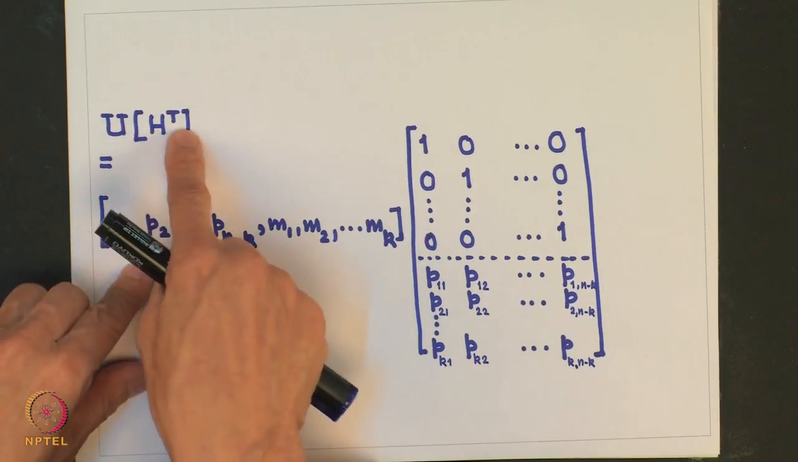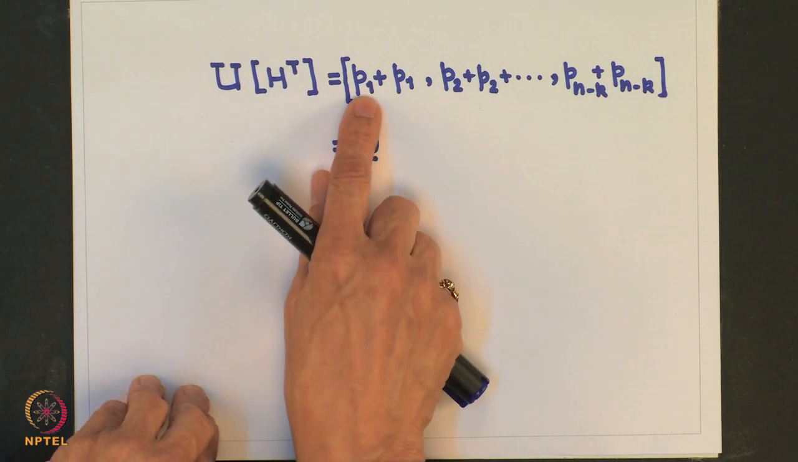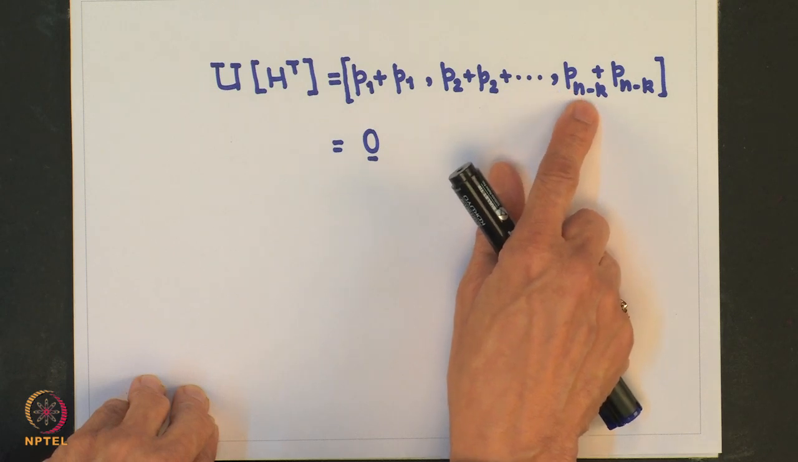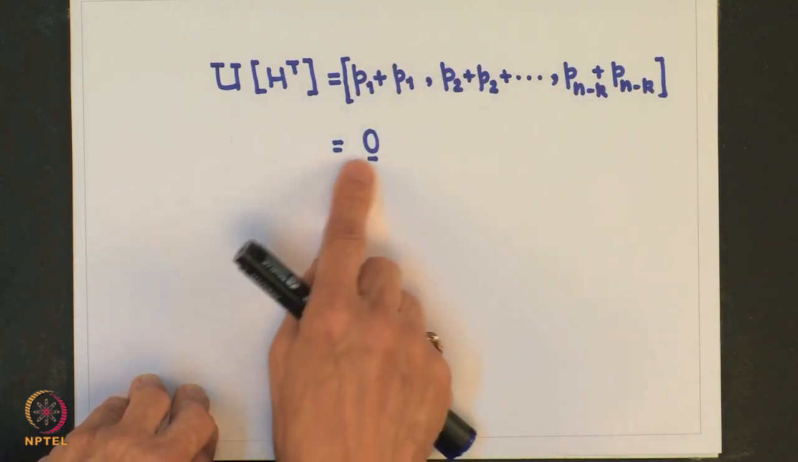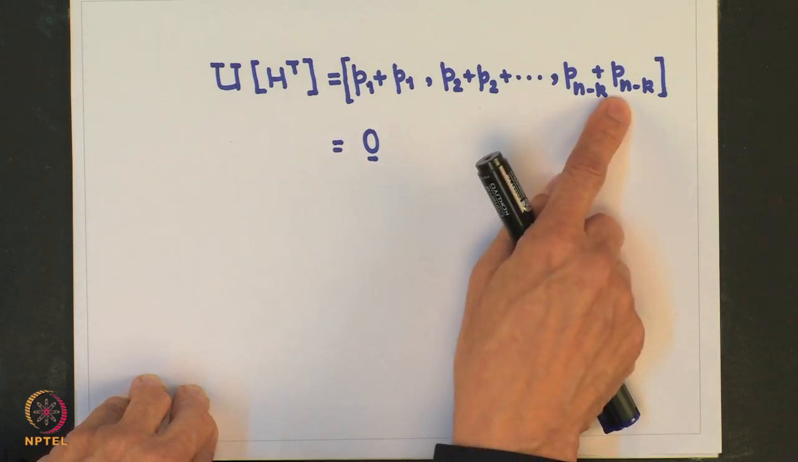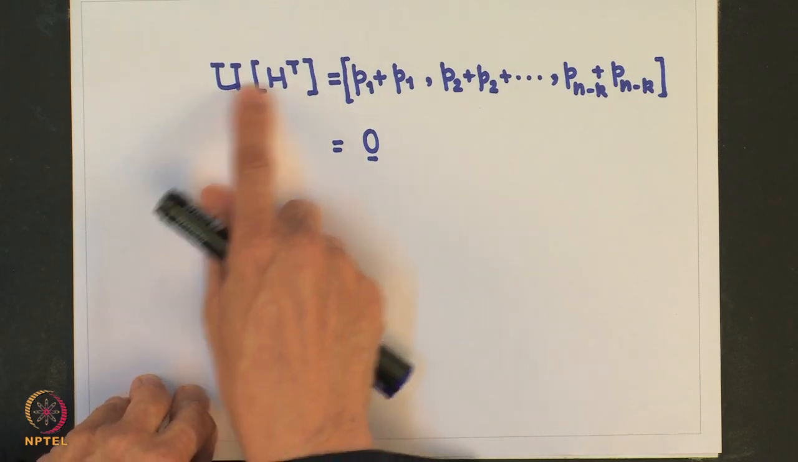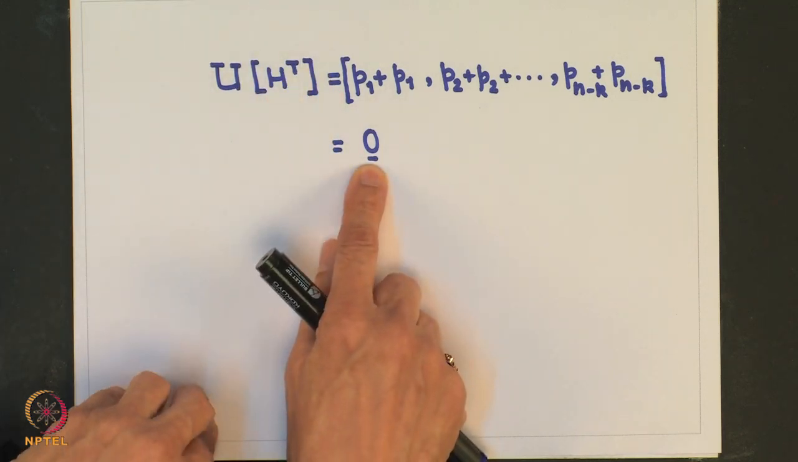So, on multiplying U by H transpose, it is easy to see that we get the following result. The first element in this would be P1 plus P1, the second would be P2 plus P2, and the last one would be Pn minus k plus Pn minus k. Now, this will be all 0. So, we get a 0 row vector of size 1 by n minus k. So, what it says is that the code word when multiplied by H transpose would give you 0, correct.